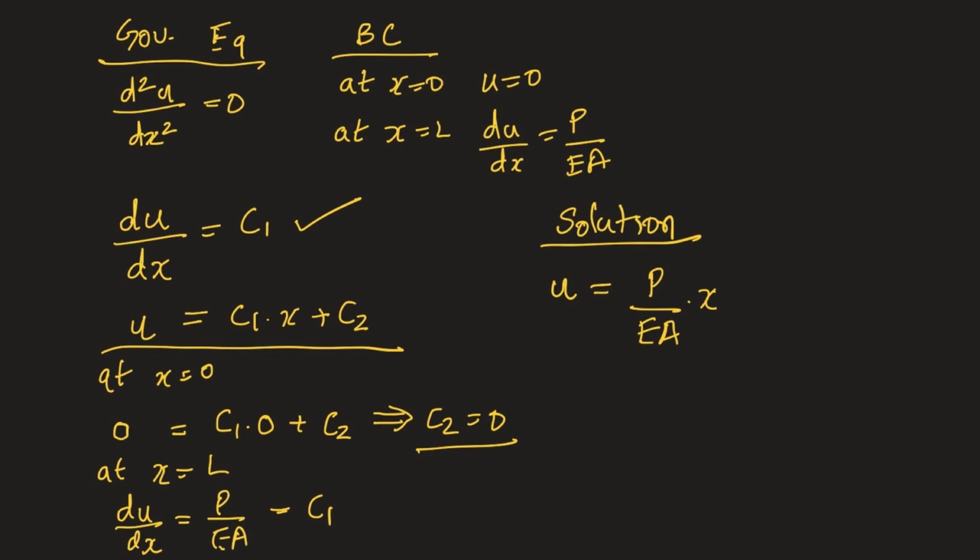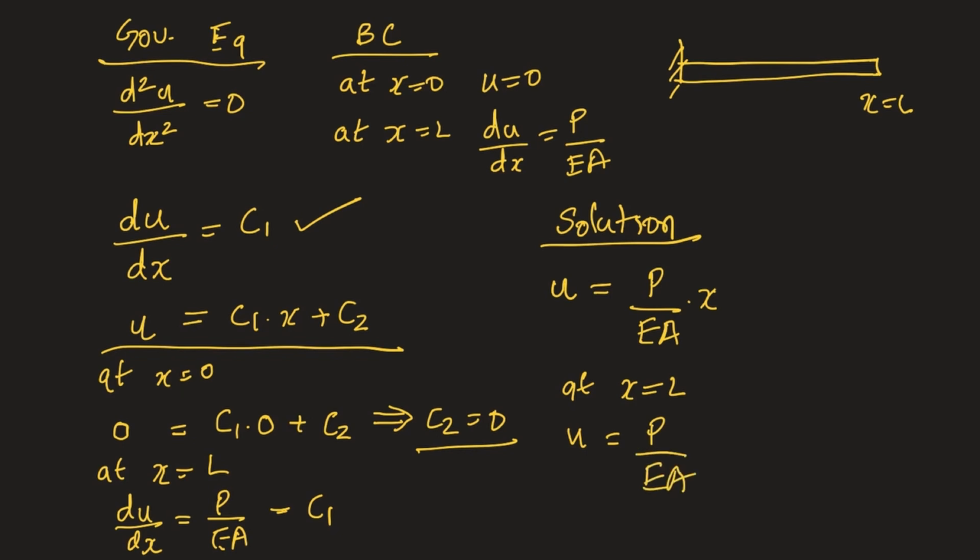So this is the solution. And if you want to find the value of u at any point, say for example at x equal to L, that is at the right end of the rod, the value of the displacement u should be equal to P by EA into x, which is L, into L. This is the displacement. If you remember, this is the same equation that we derived for the axial loading case when you studied mechanics of solids. That is, this is normally denoted as delta, the displacement at the end, is equal to PL by EA.